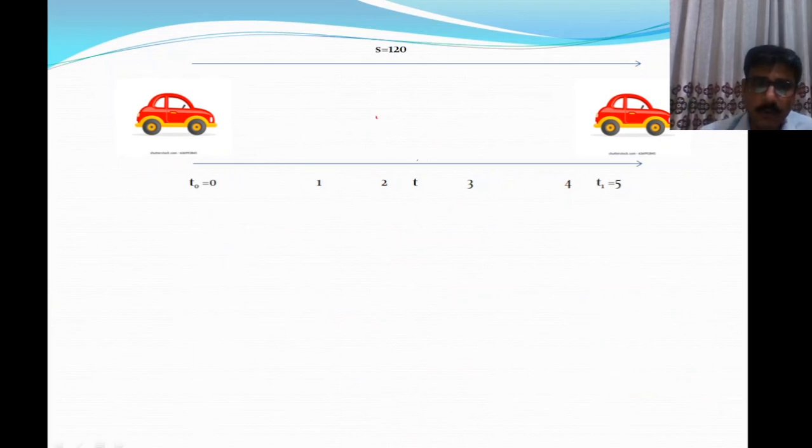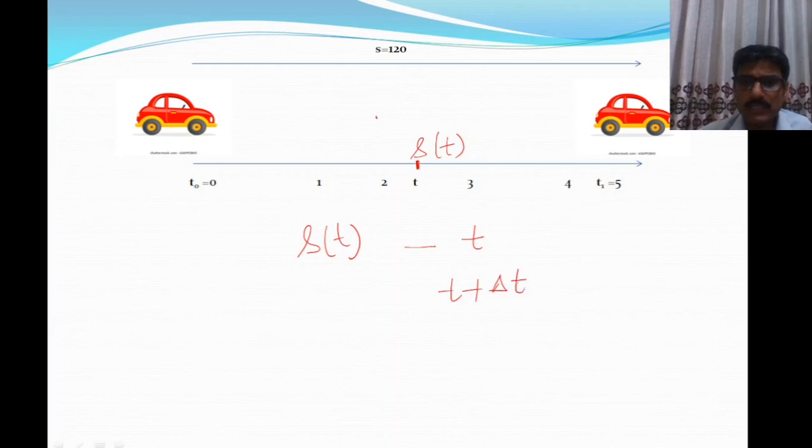It is possible as follows; suppose we are developing the concept here. Suppose at any instant of time t, the distance covered is s of t, which will definitely be a function of time. So s(t) is the distance covered in time t, and when we consider a very small interval, a small increment delta t in t, we get the distance as s(t plus delta t).